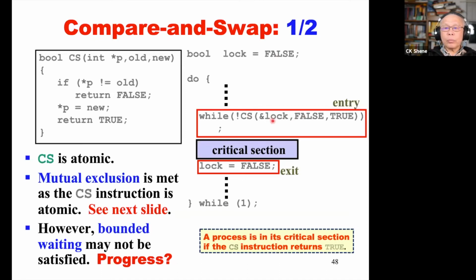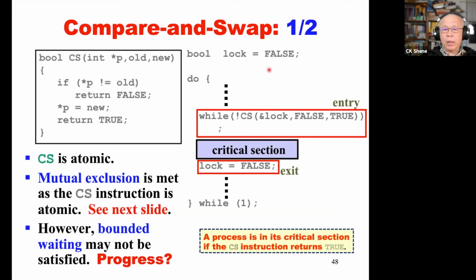So that means we have the lock value here. If the lock value is not the same as the old one, return false, then I will try next time. If the old value is equal to the current value in lock, then I put true there. Isn't it very similar to test and set?